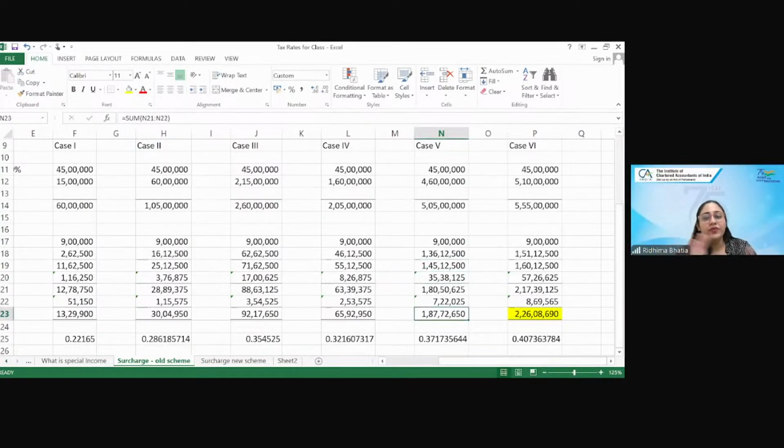The final tax matches, which says 1 crore 87 lakh 72,650. If you have not done it, do it. I'm giving you 2 minutes. And give me a green light that yes, it is clear and sorted.